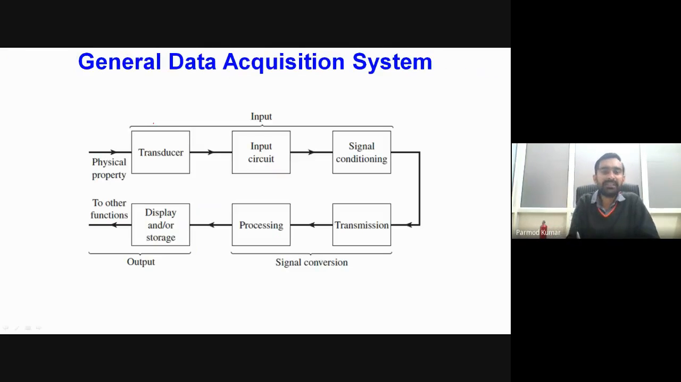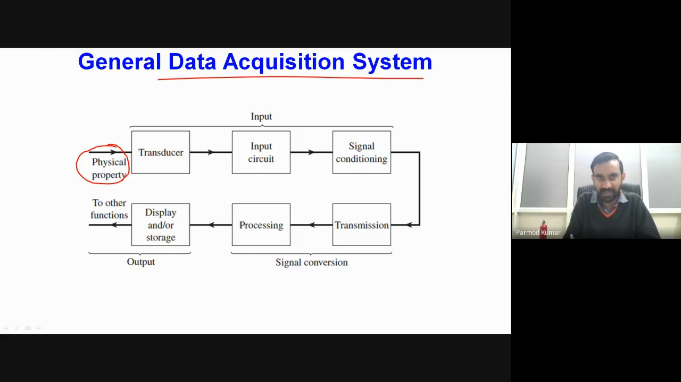Okay. So in case of data acquisition system, what I am showing over here is a general data acquisition system. In a data acquisition system, we want to measure a physical property. That physical property, whichever we want to measure, will act as an input to the transducer, and from the transducer we will get certain output. In order to obtain that output in the desirable form, we will have some input circuitry as well as some signal conditioning system.